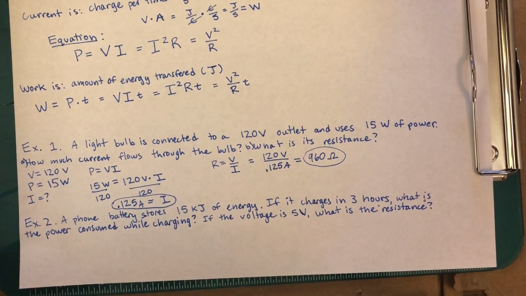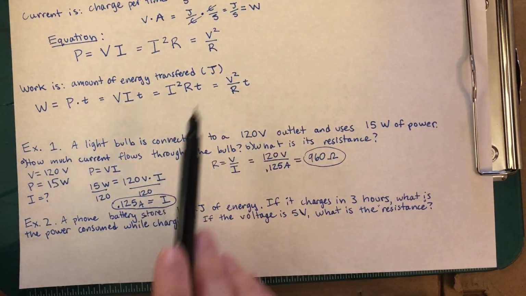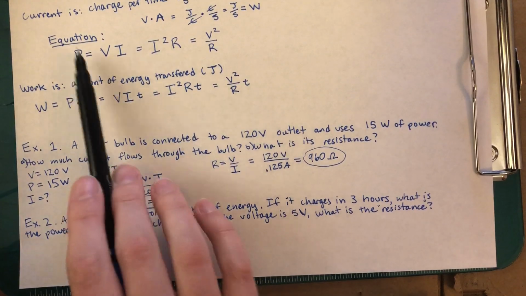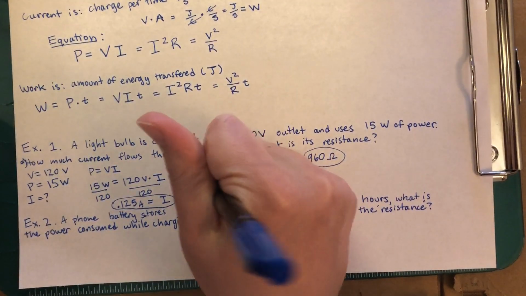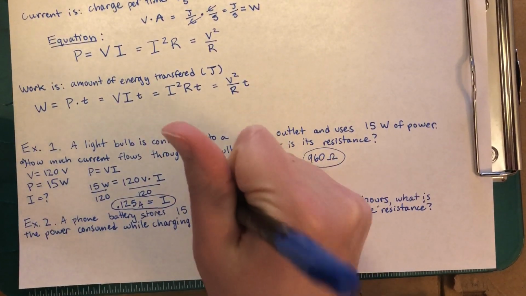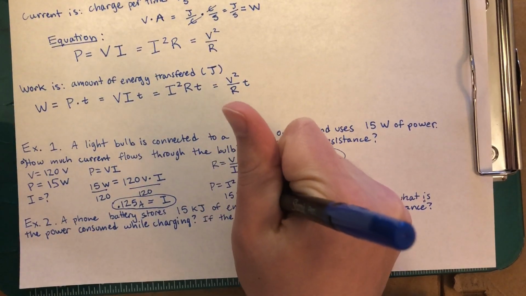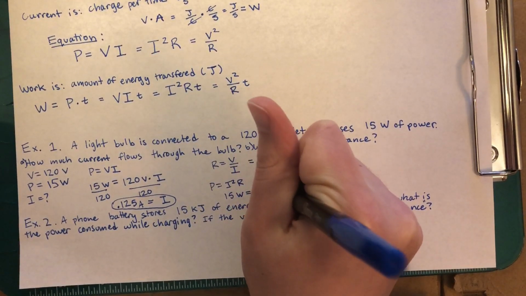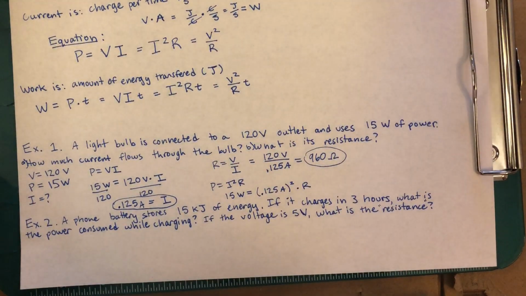Just as an experiment, we can try one of these other ones. Let's say that we forgot that Ohm's law existed and we were just looking at the power. We also know that the power equals I squared R. So I could have put in 15 watts equals 0.125 amps squared times R. And if I were to solve for this, I would get the same answer, 960.